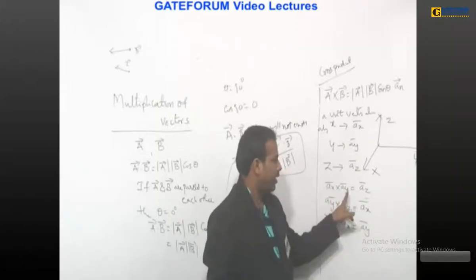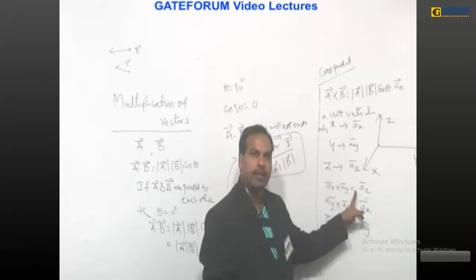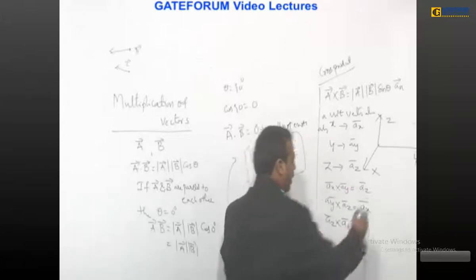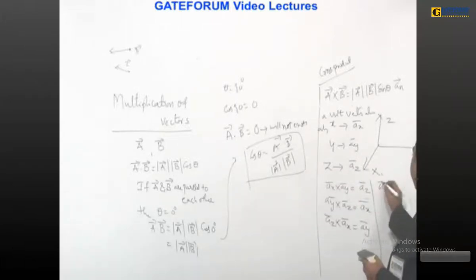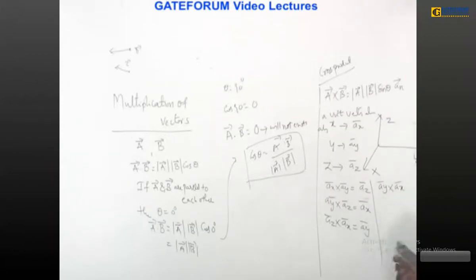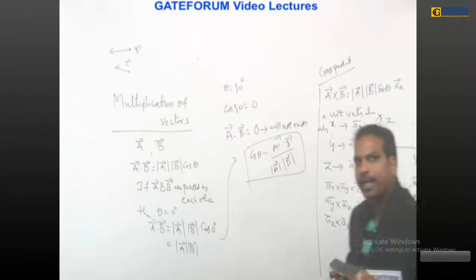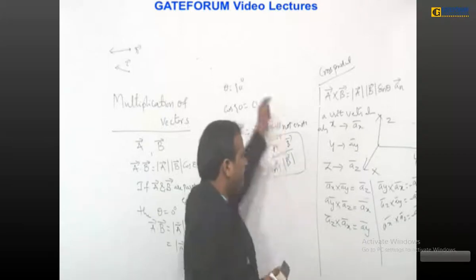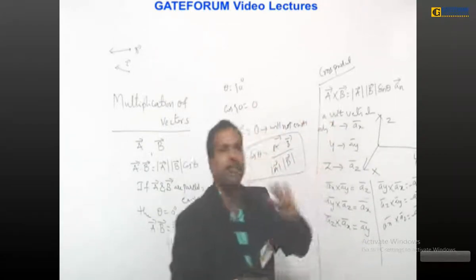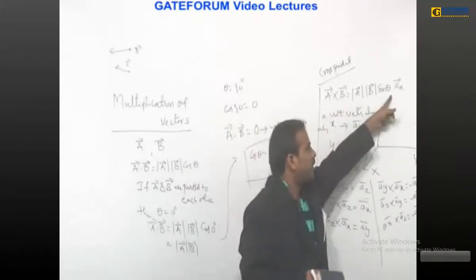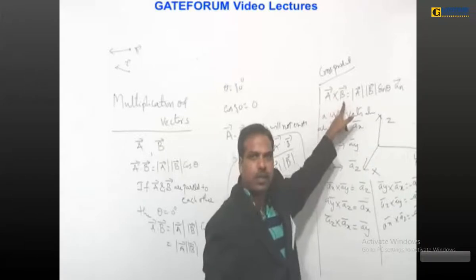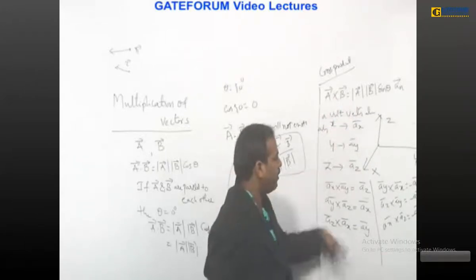And if you change the order, instead of AX and AY, if I take AY and AX, then it becomes minus AZ bar, because we are multiplying the vectors in the opposite direction. AY bar cross AX bar becomes minus AZ bar. Similarly, AZ bar cross AY bar becomes minus AX bar, and AX bar cross AZ bar becomes minus AY bar. So the cross product is a vector, and its direction is always perpendicular to the directions of the two vectors involved in that cross product.